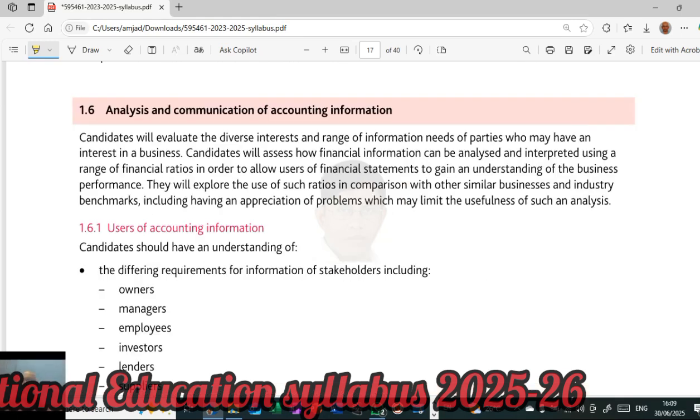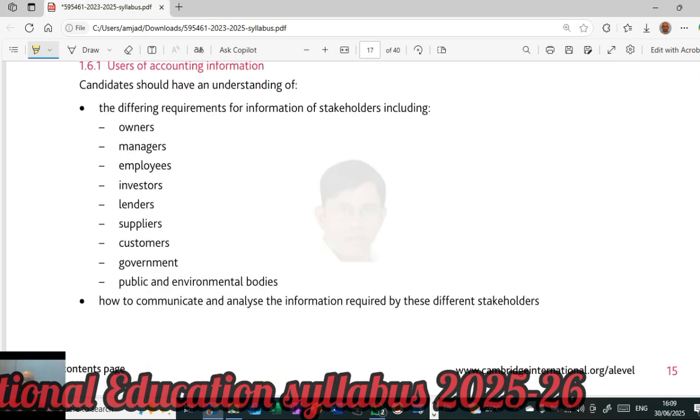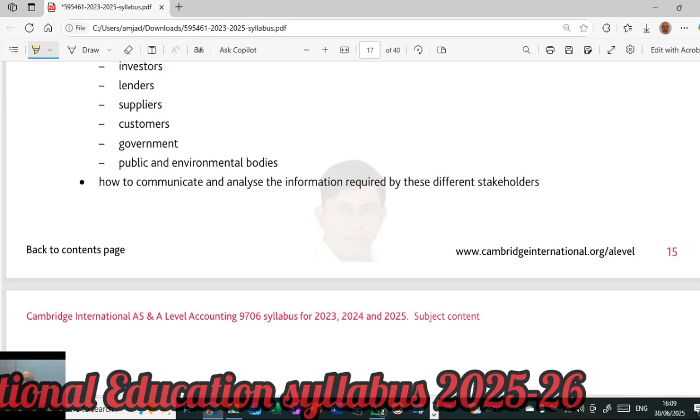Another important topic is analysis and communication of accounting information. Candidates will evaluate the diverse interests and range of information needed by parties who may have an interest. Who are the users, like owners, managers, employees, investors? They are all known as stakeholders. Why do they need information? All these things we will be discussing, and how to communicate.